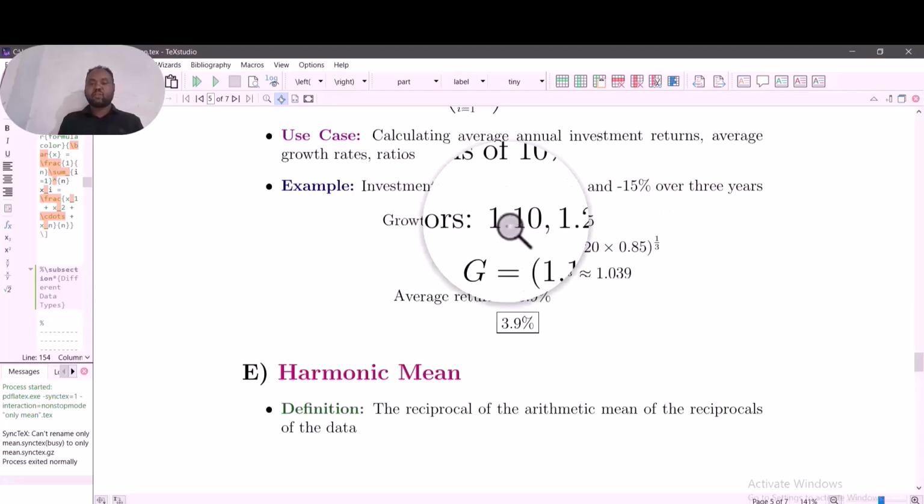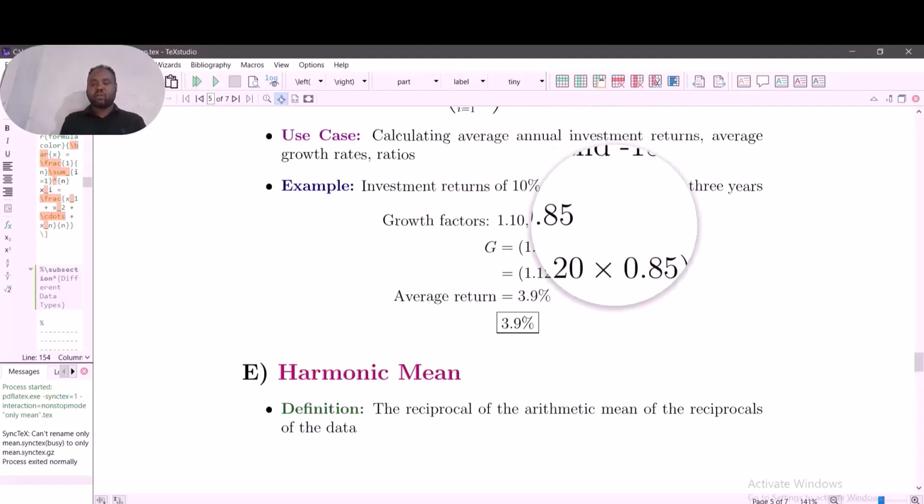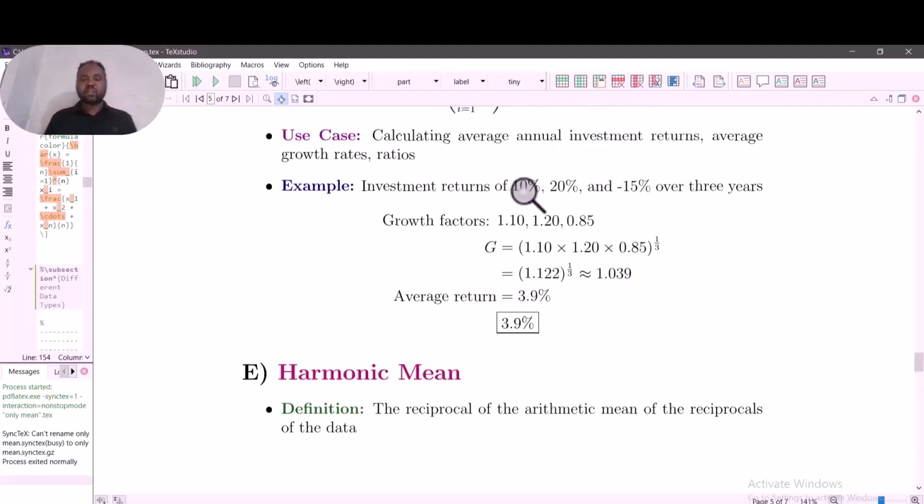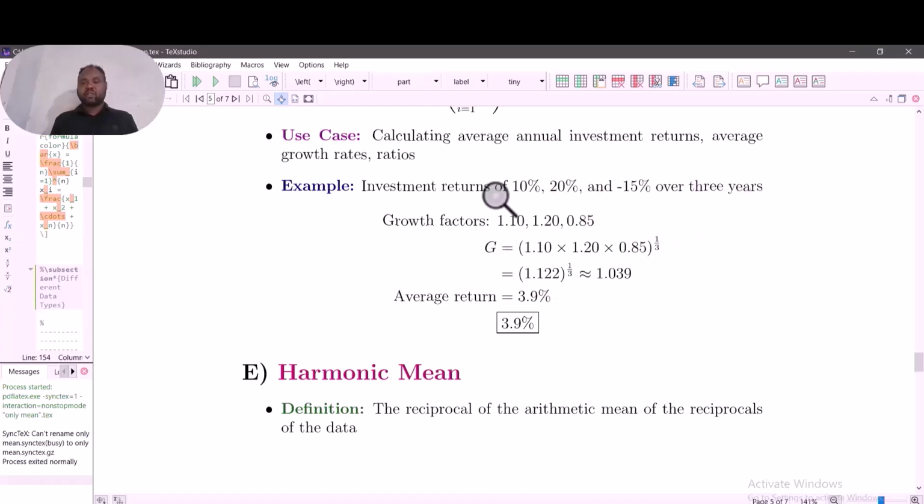This 10% is converted into 1.1, this one to 1.2, and the negative 15% to 0.85. Positive means there was growth; negative means there was a decrease. When we consider percentages, we take the base as 100. When we normalize, the base is 1. Any deviation from 1 is a change. The change may be up or down. A change below 1 is a decrease in investment returns, and a change above 1 is growth.